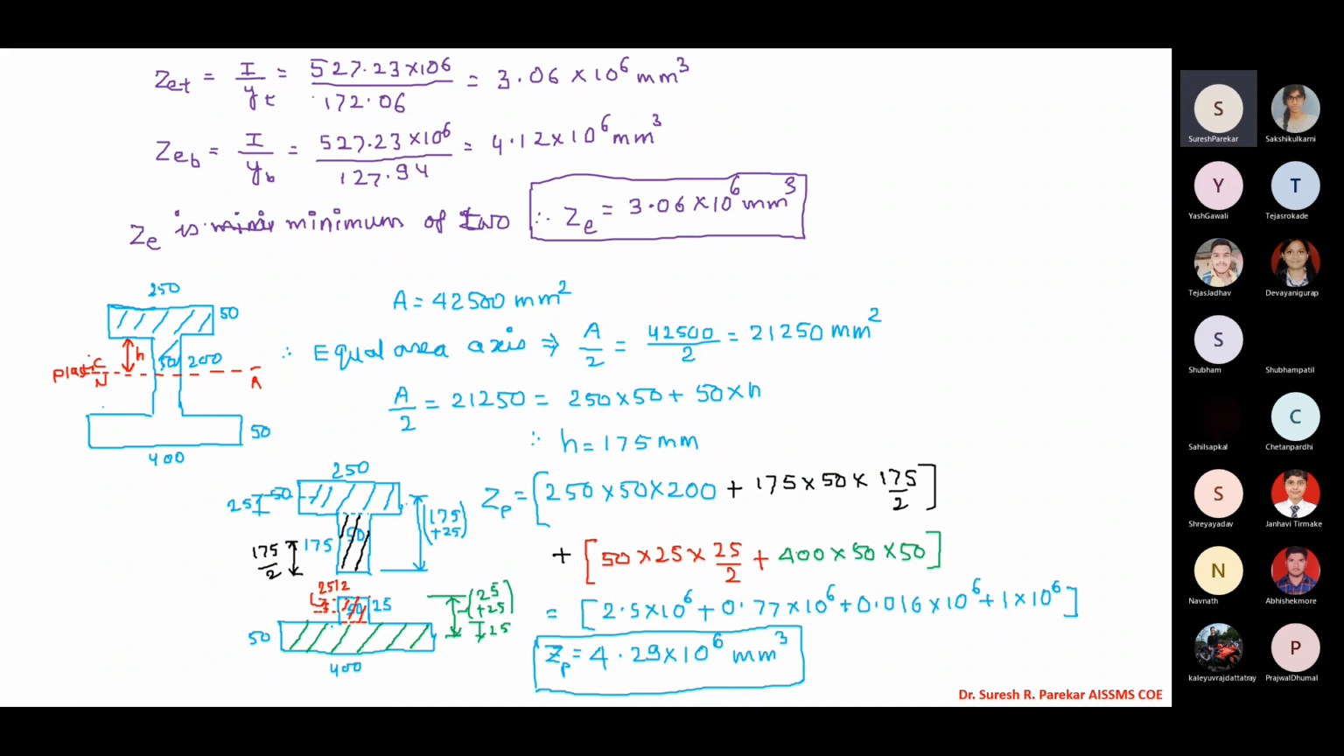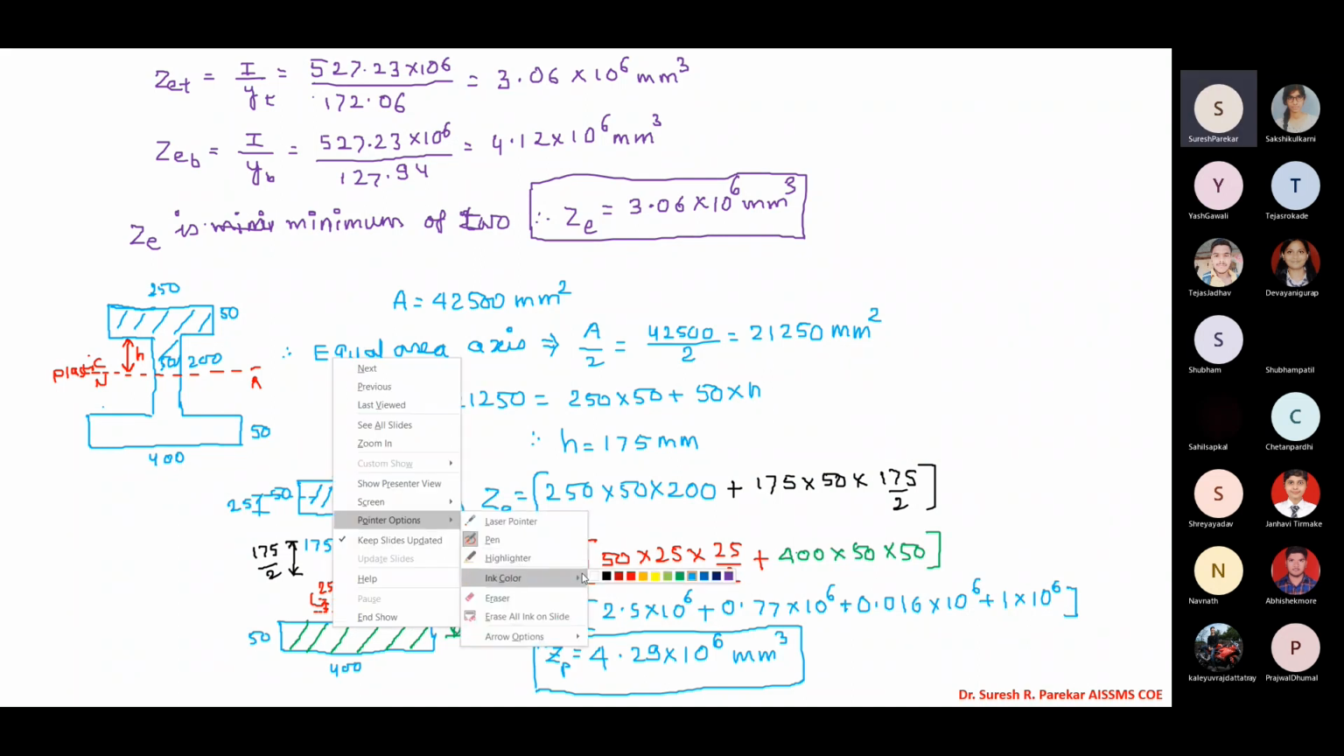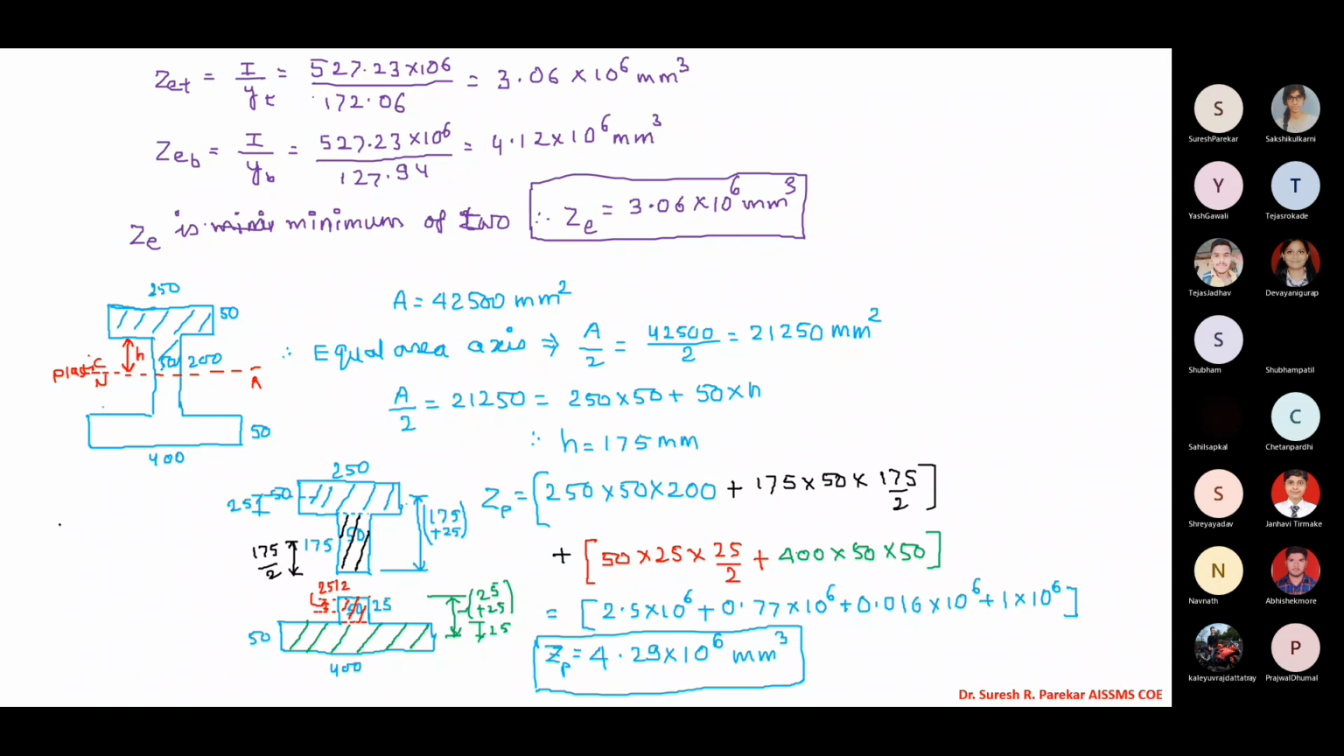And now we have shape factor as equal to ZP upon ZE. So we have ZP 4.29 into 10 raised to 6 divided by 3.06 into 10 raised to 6, and therefore S equal to 1.4. I got 1.4. Is it correct? Yes, sir.